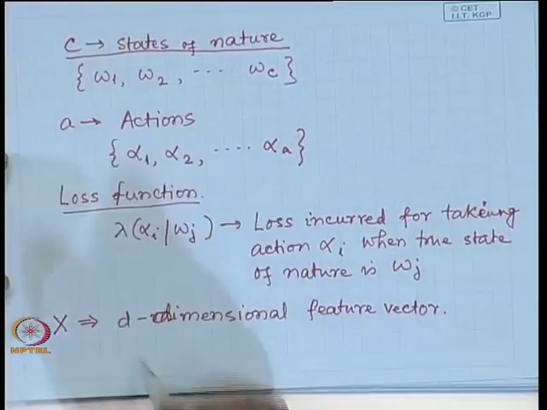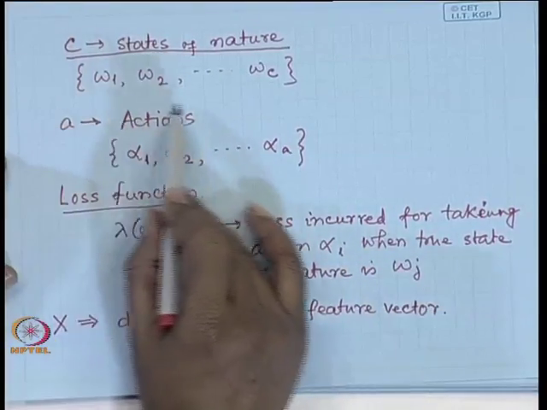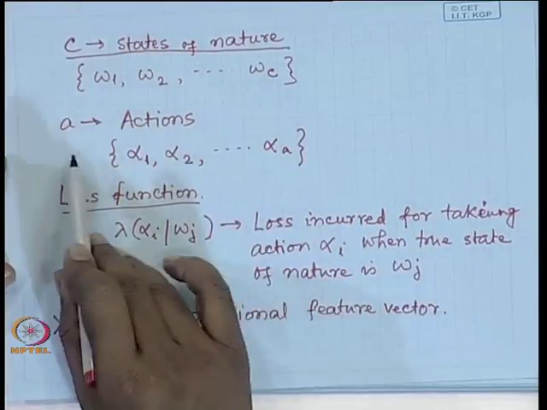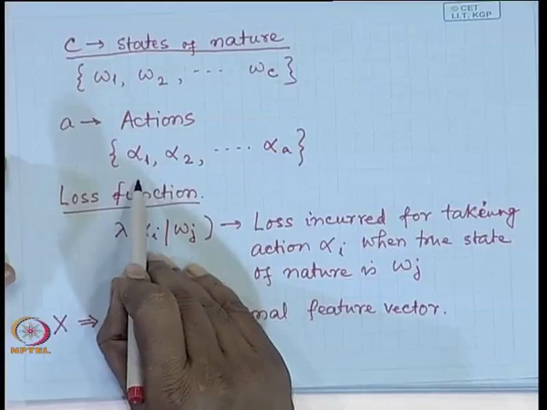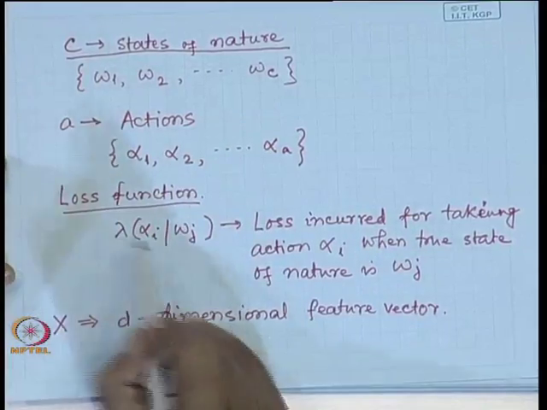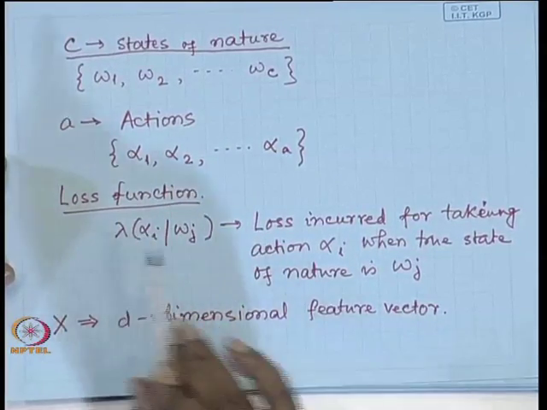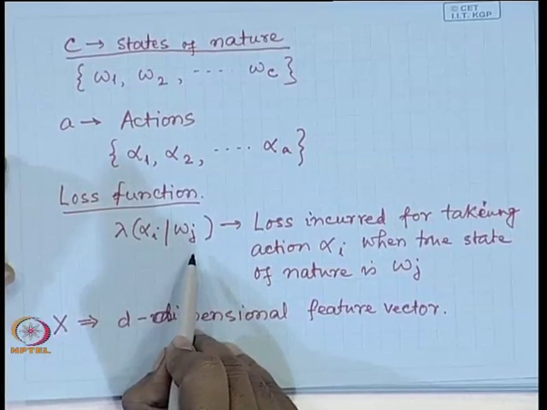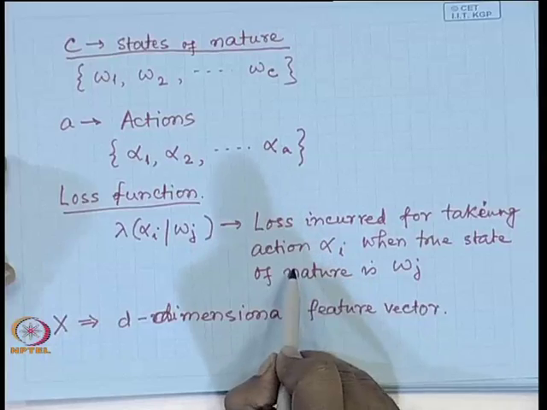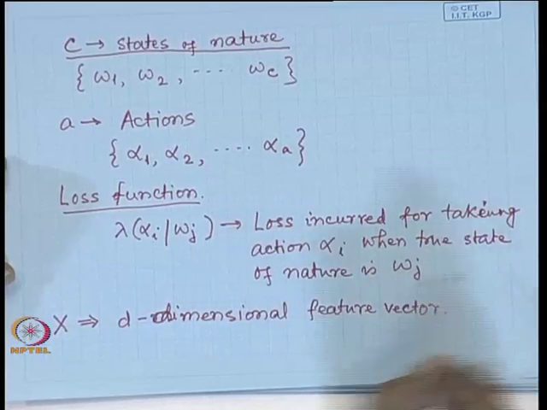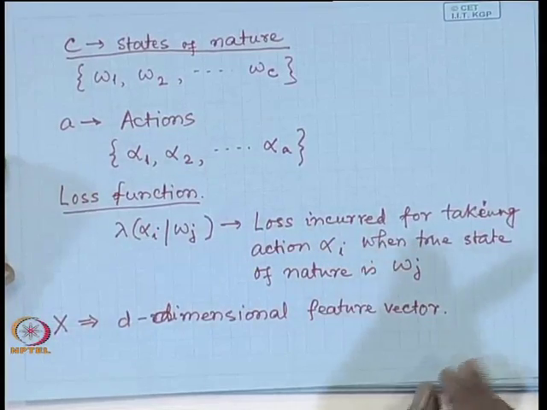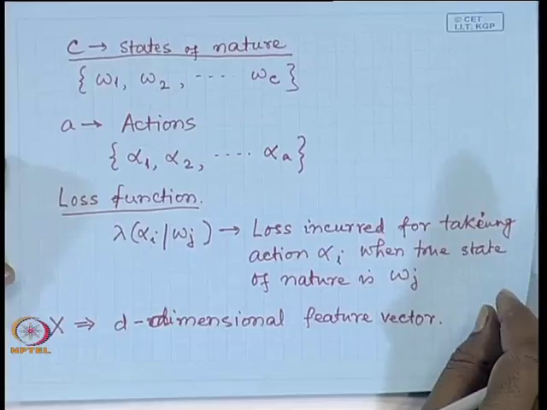Okay. So, these are the things that we have: c number of states of nature given by omega 1 to omega c. We have a number of actions from alpha 1 to alpha a. We have a general loss function given by lambda(alpha i | omega j), that means the loss incurred for taking an action alpha i when the true state of nature is omega j, and we consider a feature vector x which is a d-dimensional feature vector.